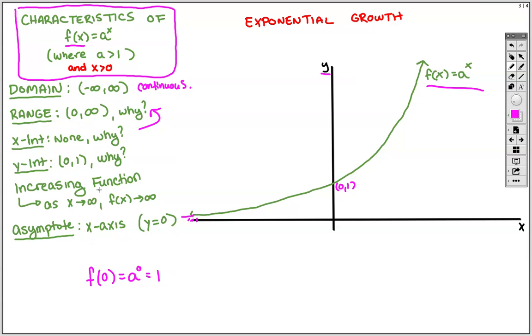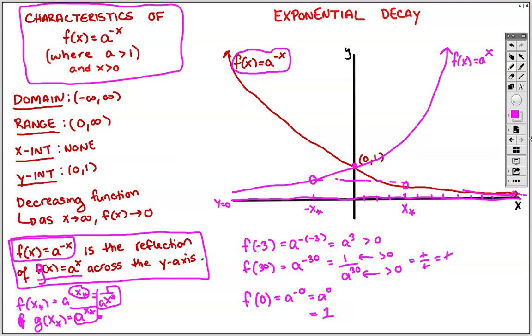We talked a little bit about what these things are like, what's the domain, what's the range, what are the x and y intercepts. We were told that this is an increasing function, and we talked a little bit about the asymptote. And then we did the same thing for decay, and we said that, okay, these two guys are reflections across the y-axis. And, yeah. So this is the first part of the exponential functions video.